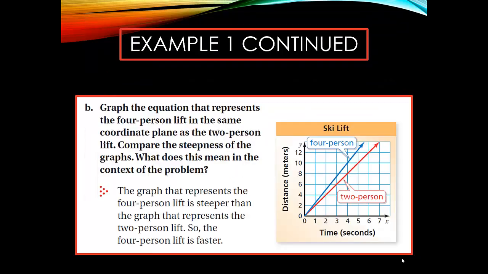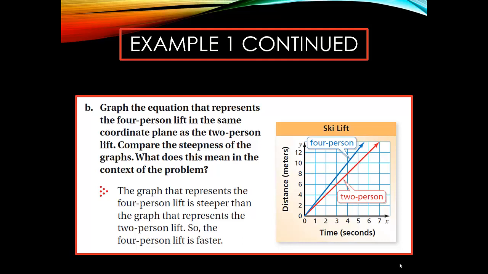We're going to continue with example 1. We have B. Graph the equation that represents the 4-person lift in the same coordinate plane as the 2-person lift. Compare the steepness of the graphs. What does this mean in the context of the problem?